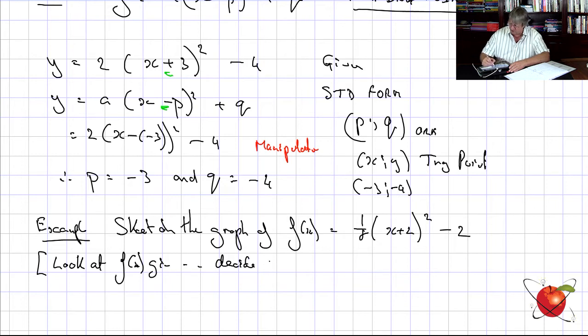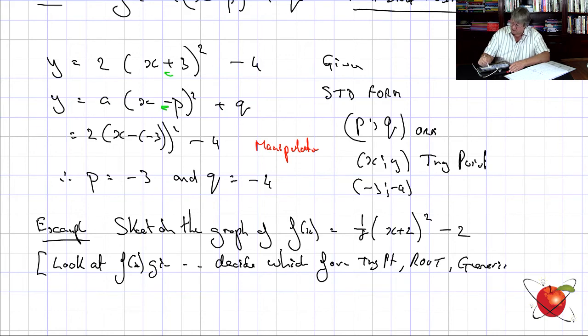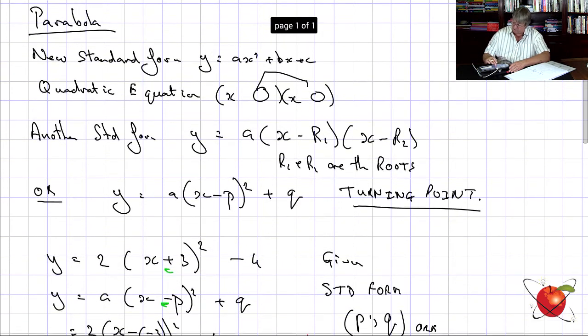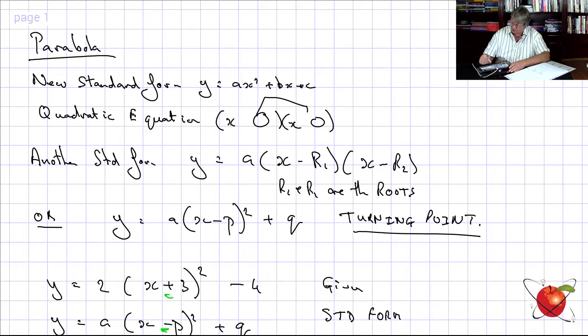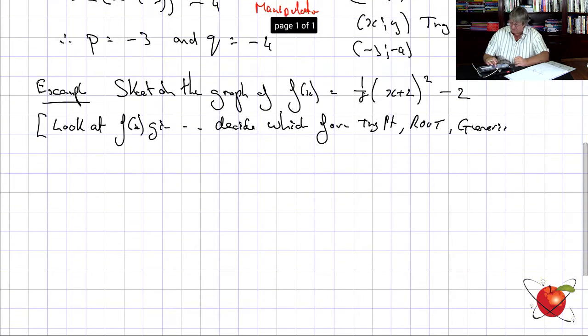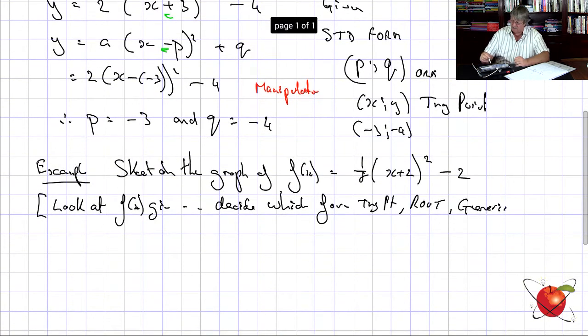Decide which form. Form is turning point, root, or let's say generic. Okay, I'm going to go and label those at the top here. We've got turning point, root form there, and I'm just going to call this the generic. In other words, they haven't given us turning point. All they've given in that one is the y-intercept essentially, hey? Because C is there.